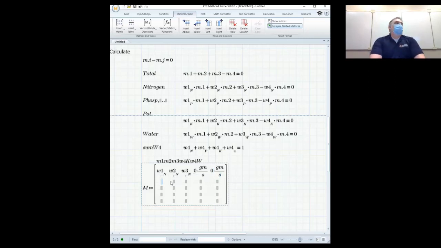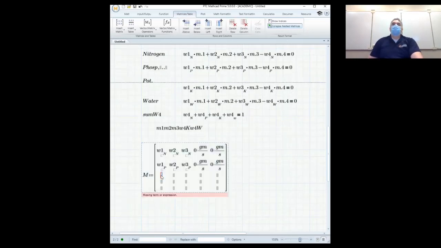And now we do the next equation. What is it? It's the phosphorus. So you'll see the pattern already starting, right? What's multiplying? W1 phosphorus, W2 phosphorus, W3 phosphorus, and then is there any K or W in the phosphorus line? No. So it's 0 grams per second and 0 grams per second.